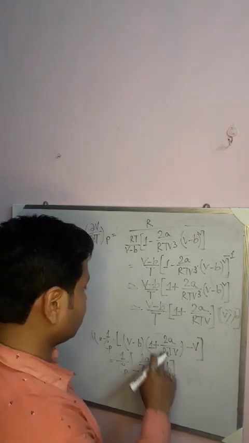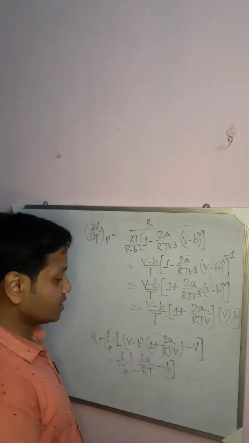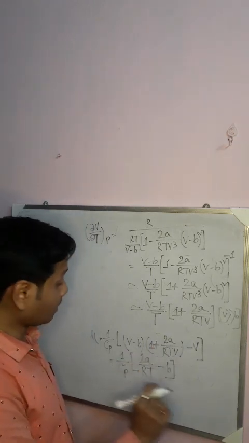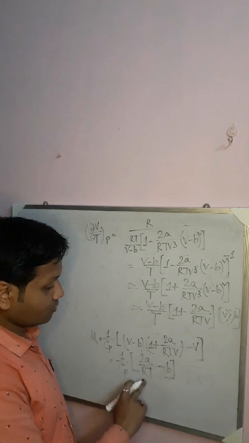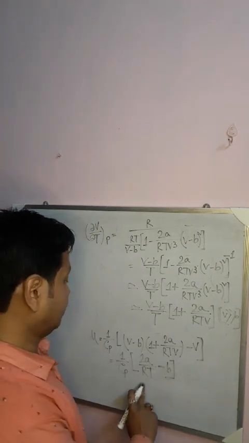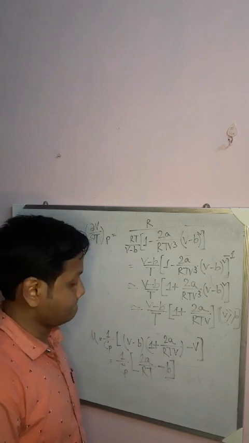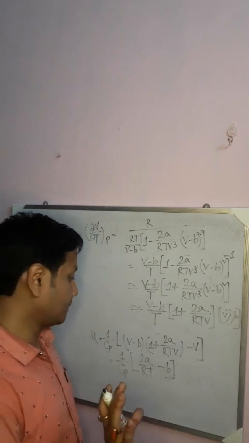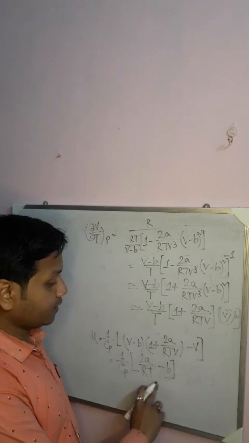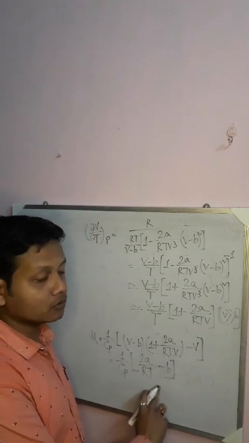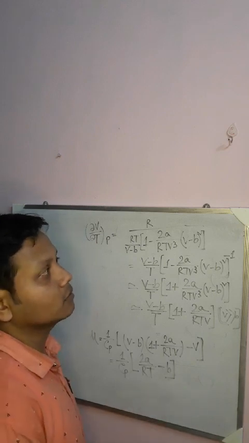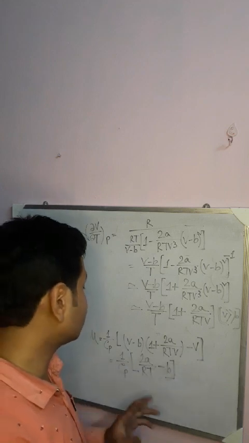Neglecting the product term, that is 2AB by RTV, this term is neglected, so the value of mu becomes 1 by Cp into (2A by RT minus B). So this is the value of mu in the case of a real gas, and moreover this relation is used to find out the value of inversion temperature of a gas, and we will discuss it later.